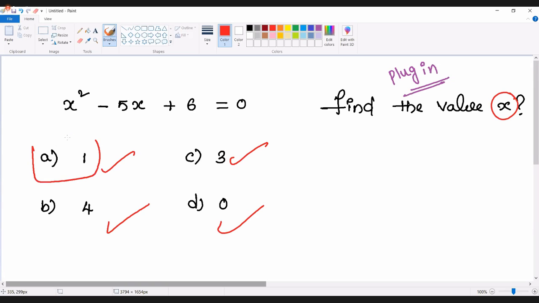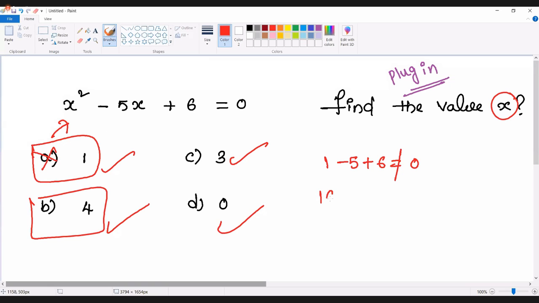That means let's assume x is equal to 1. If you substitute that here, 1 minus 5 plus 6 is equal to 0. Is it satisfying? No. If it is not satisfying, eliminate this option and go for the next option. Let's plug in 4. 4 square is 16, 5 into 4 is 20, plus 6. Is it equal to 0? No. That means this is also not a correct answer. Let's plug in 3.